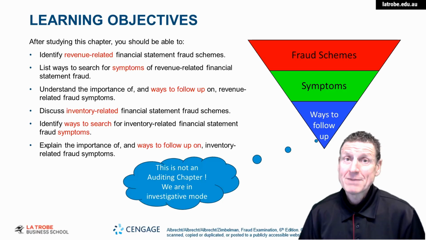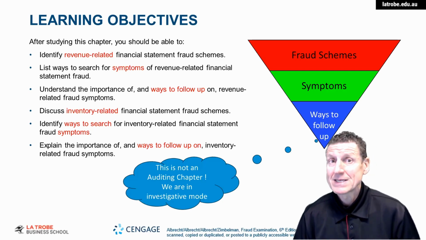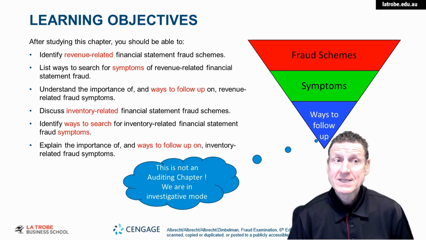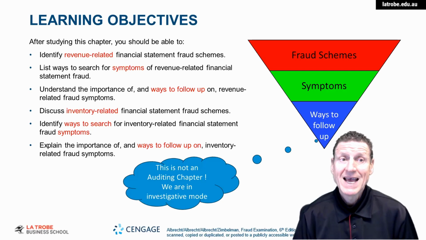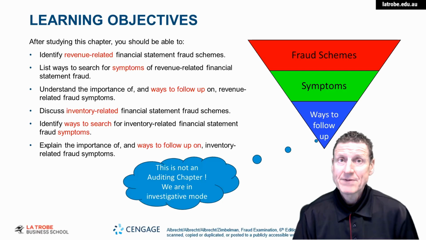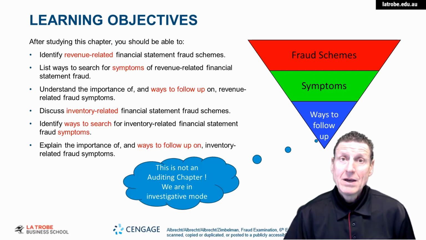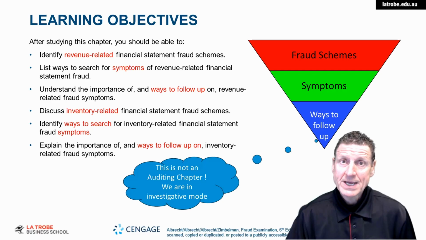The learning objectives are: identify revenue-related financial statement fraud schemes, list ways to search for symptoms, understand the importance and ways to follow up, discuss inventory-related statement fraud schemes, ways to search for inventory-related fraud schemes, and ways to follow up. Because it's overly technical, we're going to have to break this into a minimum of 2 parts. So this is our first part, where each part will be looking at the fraud schemes, the symptoms, and then ways to follow up.